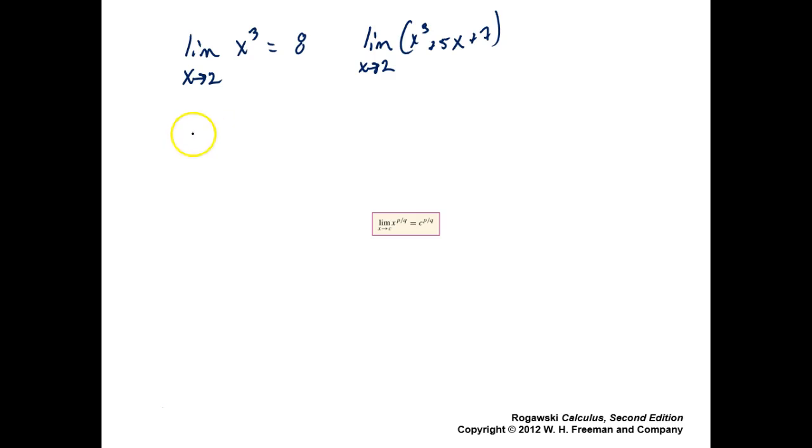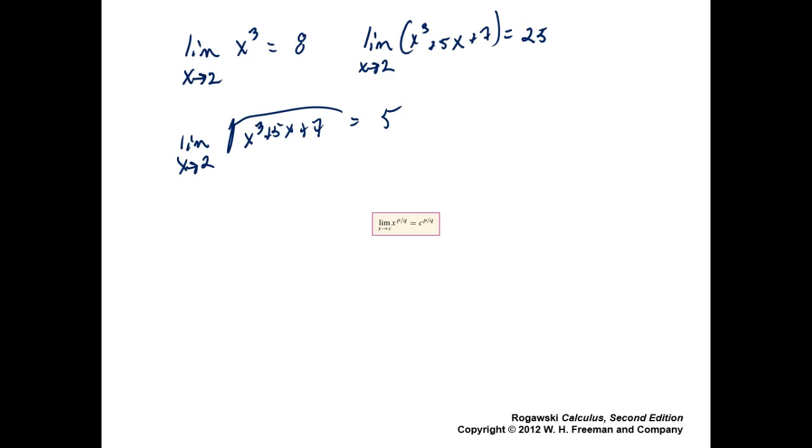How about this one? The limit as x approaches 2. I told you they like that, didn't they? Of the square root of, I didn't write the answer. What was the answer to that again? 25, I thought it was. Now, the limit of the square root of x cubed plus 5x plus 7. Guess what that would be? 5. You got it.